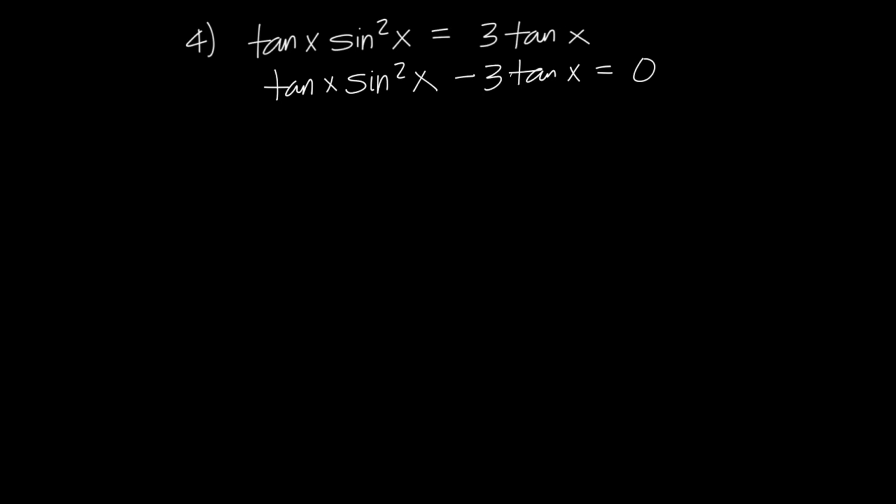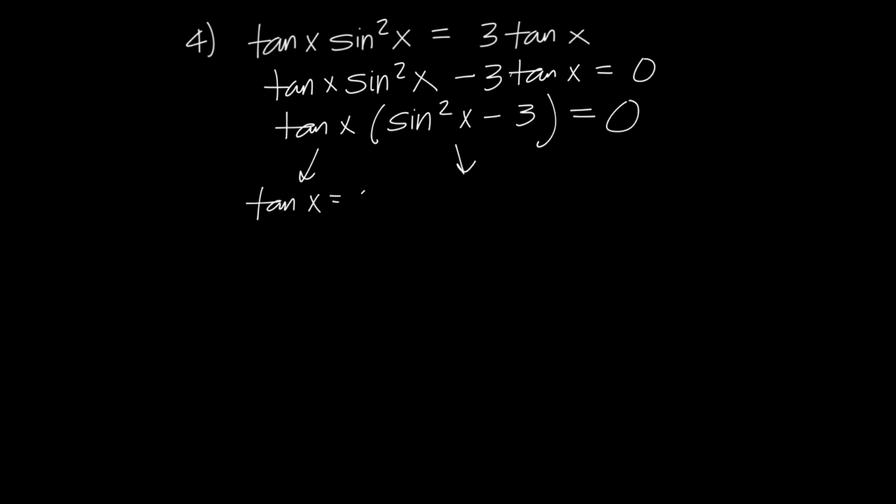And here, our instinct is to factor. And indeed, that is what we should do here. Tangent x, parentheses, sine squared x minus 3, close parentheses, equals 0. So now, we are going to use the zero product property. We have tangent x equals 0 here, and we have sine squared x equals 3 over here.